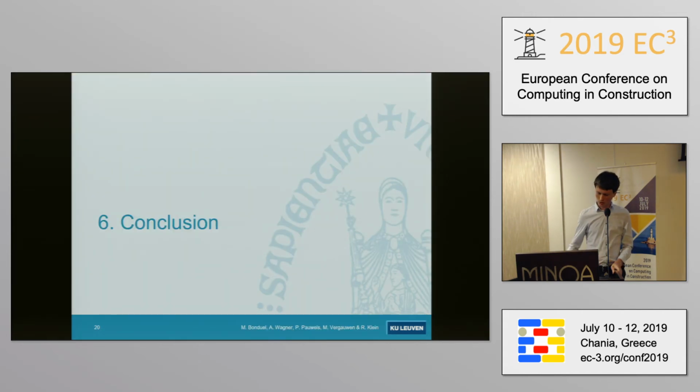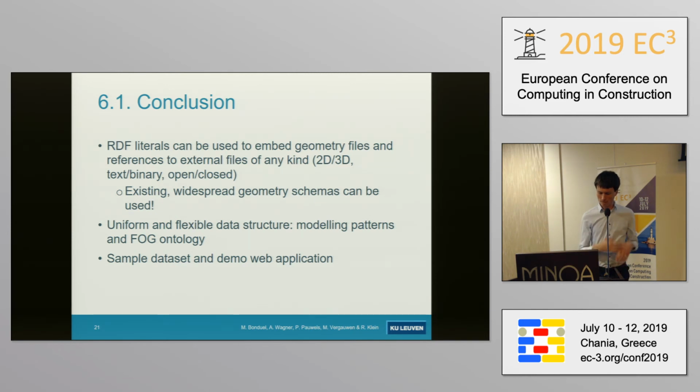This brings us to the conclusion. So RDF literals can be used to embed geometry files and to reference external files. So everything that's already in the standards can be used for this. And I can use this for any geometry schema that already exists. It can be 2D geometry, it can be 3D, it can be text or binary, it can be open or closed, doesn't matter actually. As long as you have the application to handle your geometry, you're fine.